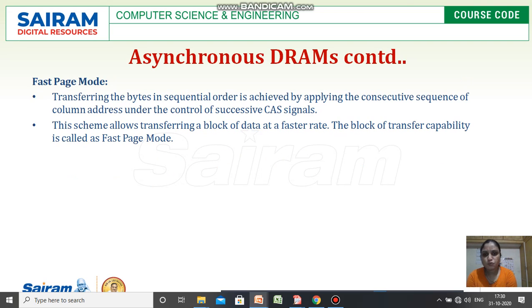Fast page mode means that transferring bytes in sequential order is achieved by applying consecutive sequences of column addresses under the control of successive CAS signals. This scheme allows transferring a block of data at a faster rate. The block transfer capability is called fast page mode, that is, we'll be transferring the data very fast. So this is about the asynchronous DRAMs.